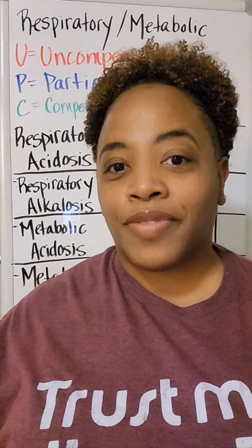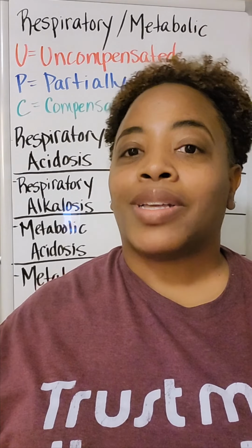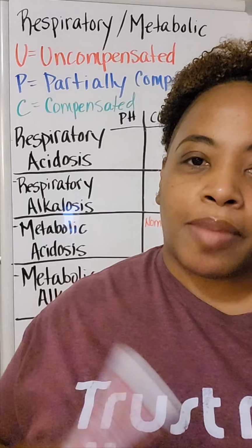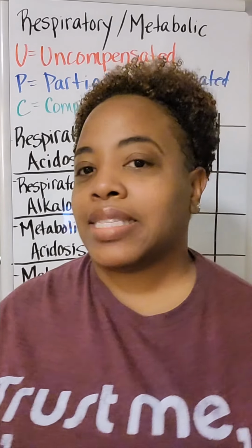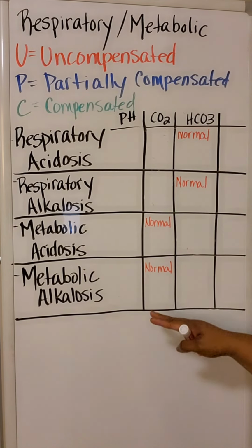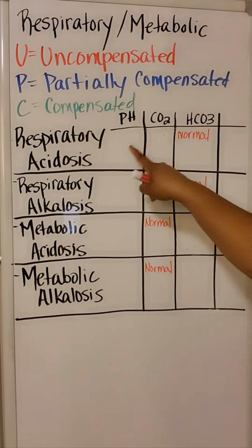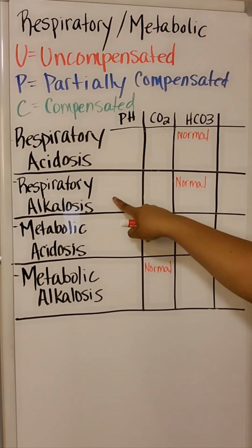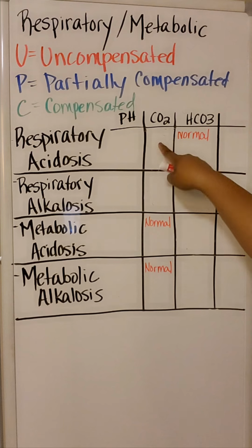All right, so now that we've had that quick review, we're going to go into uncompensated, partially compensated, and compensated states. So I am going to use this red to represent uncompensated, and I've already filled in some of the chart because one of the things we know we have to look at is pH. pH lets us know whether this is acidosis or alkalosis. And then we said we'll look at CO2.